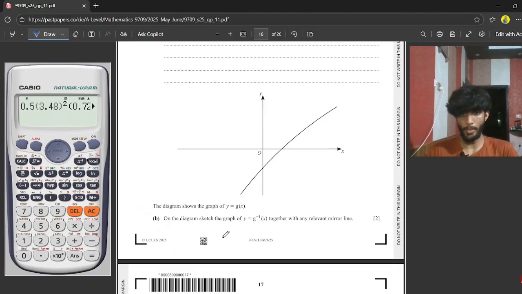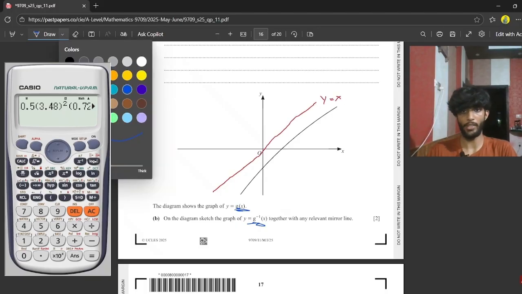Now we go over to part B. It says the diagram shows the graph of y equals g of x. On the diagram, sketch the graph of y equals g inverse of x together with any relevant mirror line. So if this is a function and I have to draw its inverse, we know that they will be mirrors of each other in the line y equals x. So first of all, I draw the line y equals x, which is going to be a straight line like so, passing right through the origin. This is line y equals x.